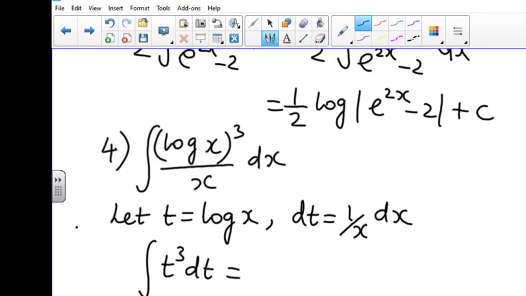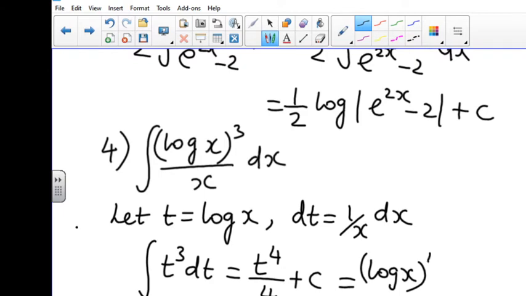So what is the integration of t cube? It is t power 4 divided by 4 plus c. Now change t back to log x. It is (log x) the whole power 4 divided by 4 plus c. So this is the answer for this question.